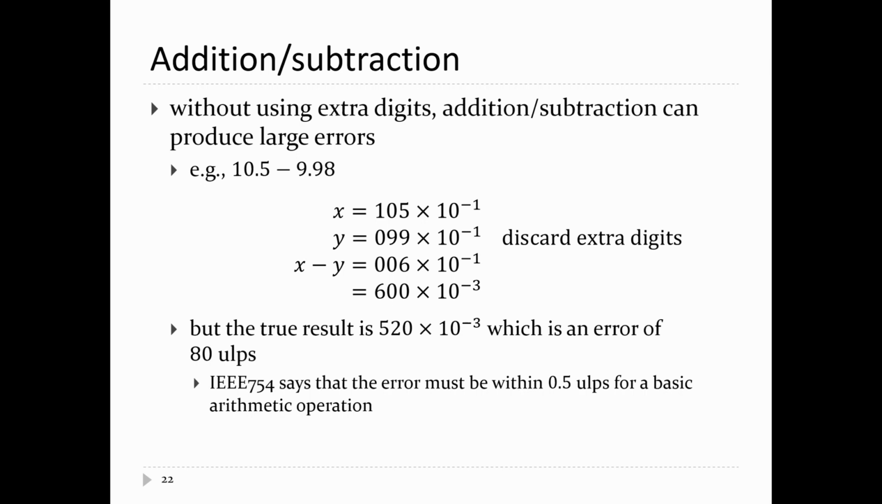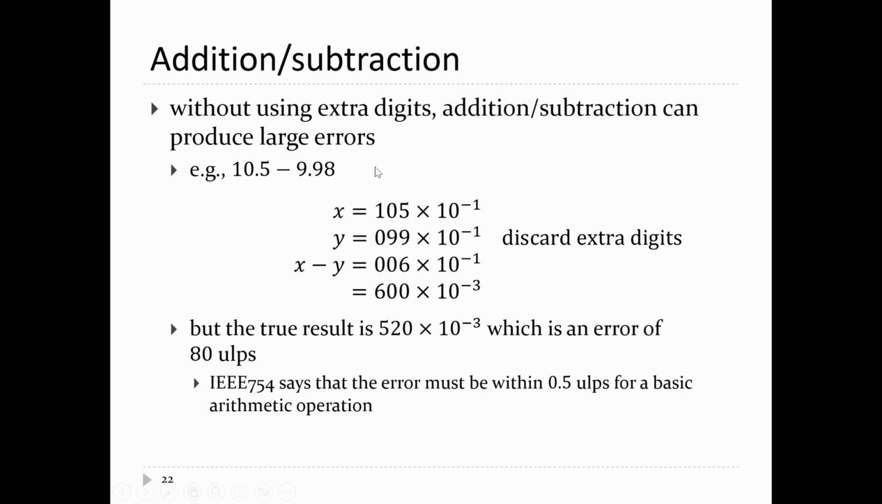What happens when I add or subtract two values, again without using extra digits? If I take 10.5 minus 9.98, that's not a hard answer to calculate. Furthermore, both numbers you can easily write down with 3 digits, except for that second one, because I run into this problem where its magnitude is one order of magnitude less. So when I write down 10.5, I get 105 times 10 to the minus 1. When I write down 9.98, I have to keep the same exponent.